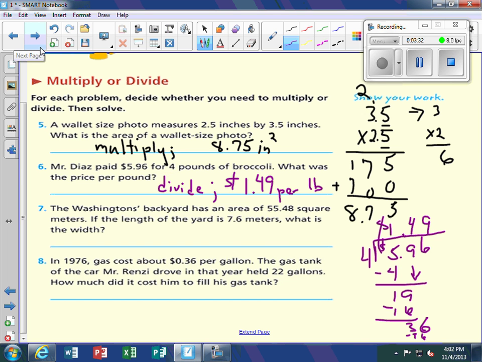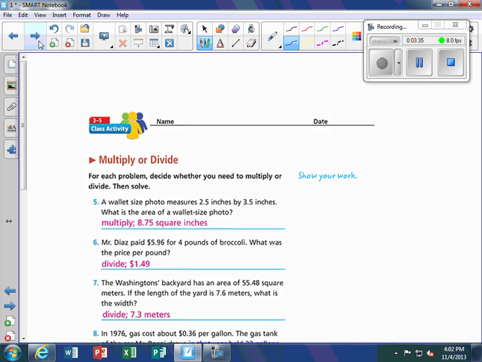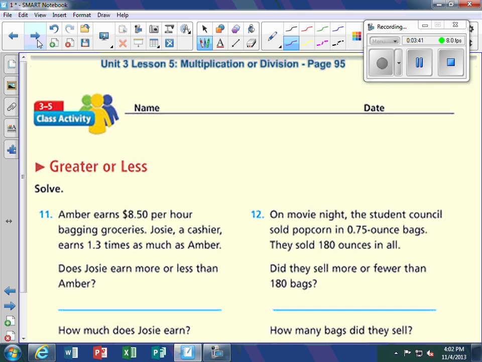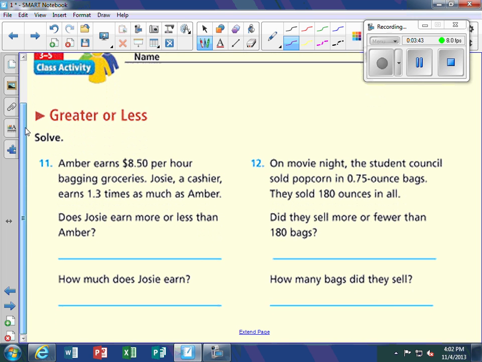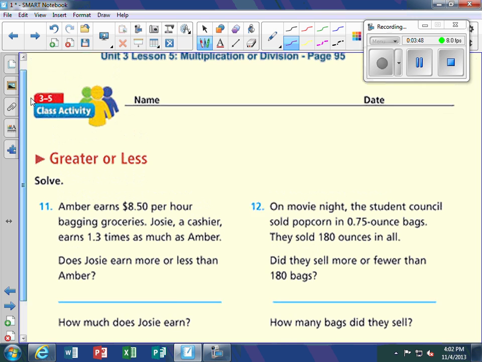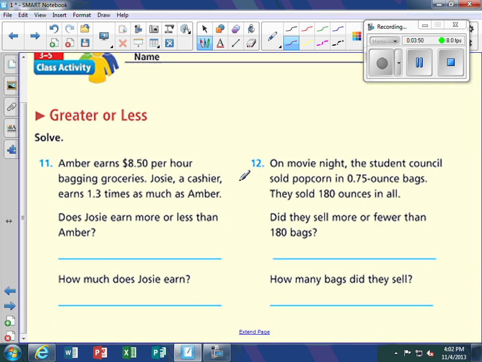All right, let's move on. There's your answers here. Multiply 8.75 square inches, divide 1.49. Amber, this is on page 95. Number 11. Amber earns $8.50 per hour bagging groceries. Josie, a cashier, earns 1.3 times as much as Amber. Does Josie earn more or less? When you multiply 8.5 times 1.3, it's 3/10 more than a whole. So Josie makes more money.